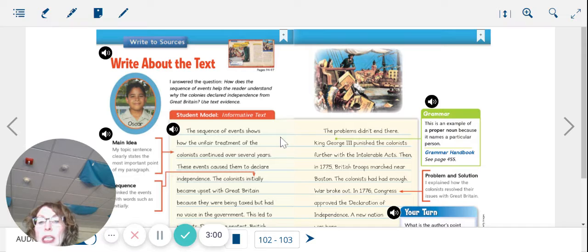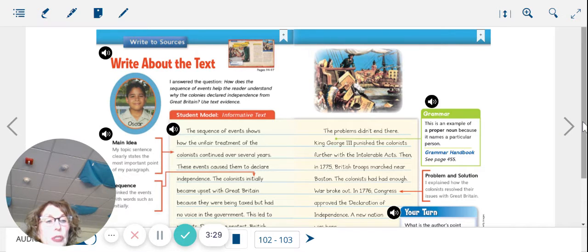And again, what he has done in this topic sentence is restate the prompt or question. Again, he wrote a very strong topic sentence, and it states the sequence of events shows how the unfair treatment of the colonists continued over several years. So that topic sentence tells you what you will be reading about here.